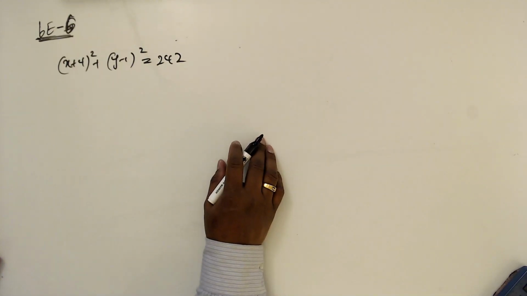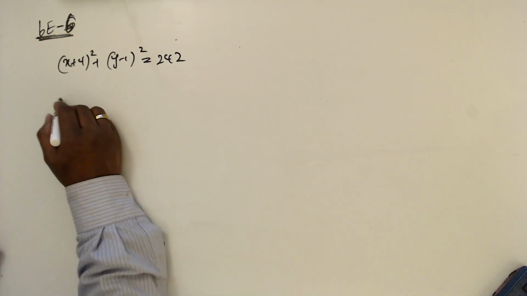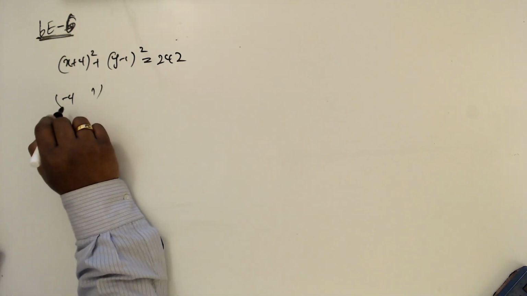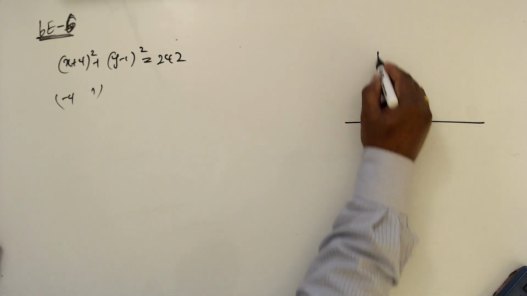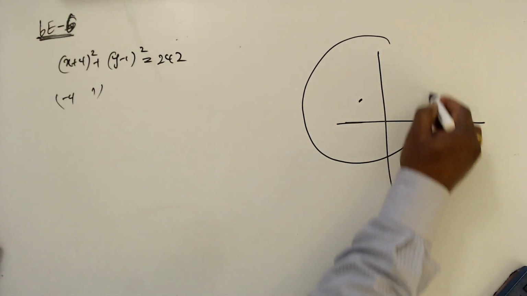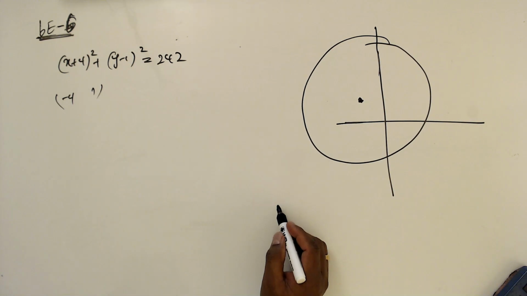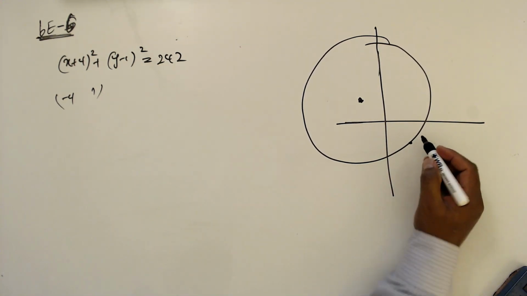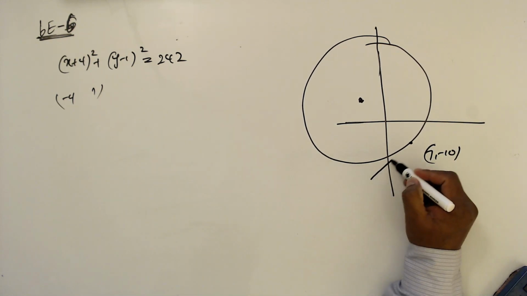Question number 6. This is the equation given: (x plus 4) squared plus (y minus 1) squared. So we know the center is minus 4 and 1. Somewhere here is the center minus 4, 1. We have a circle like this, and the point 7, minus 10. The tangent of the circle at 7, minus 10. There is the point 7, minus 10. So this is the tangent.